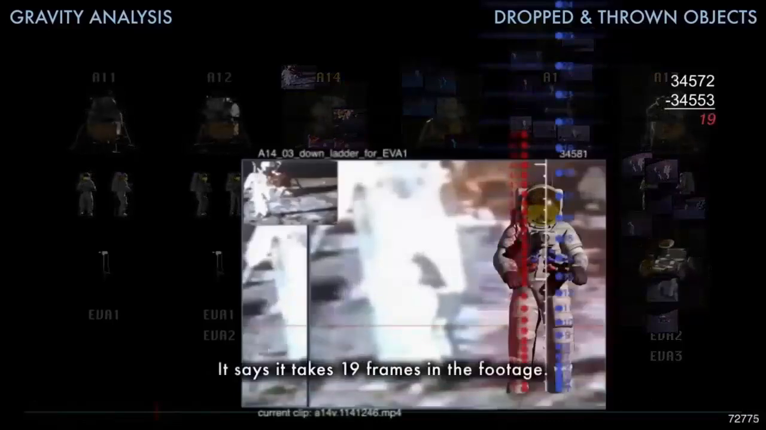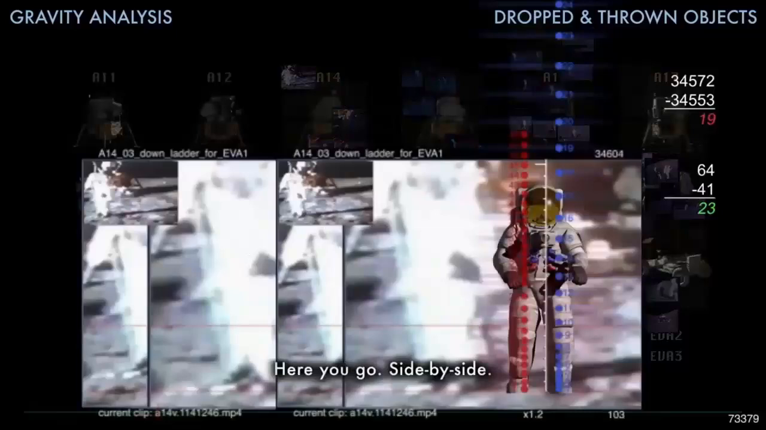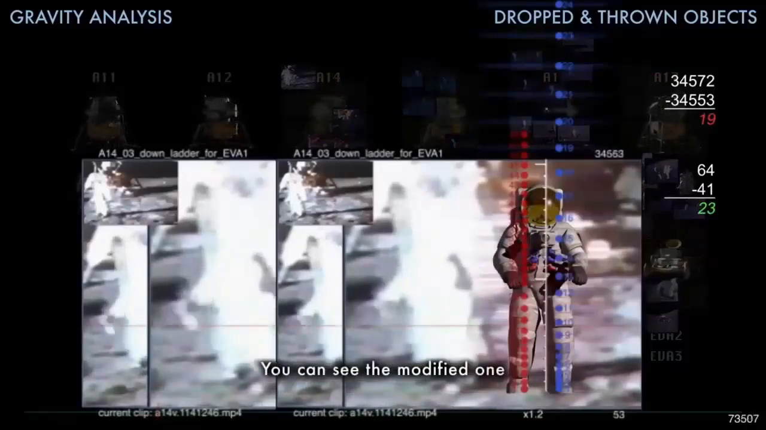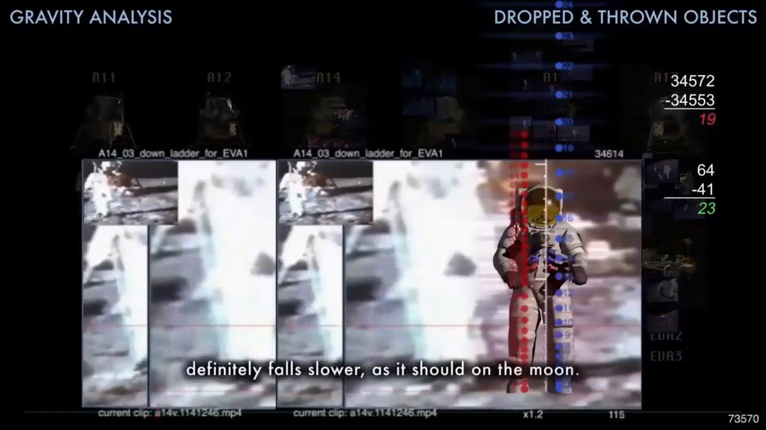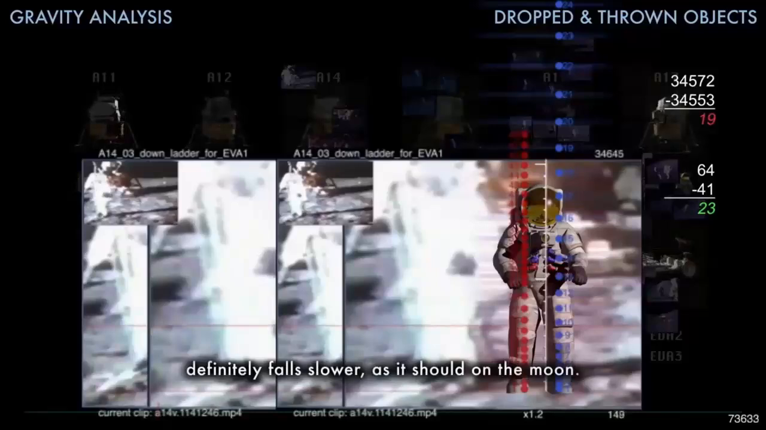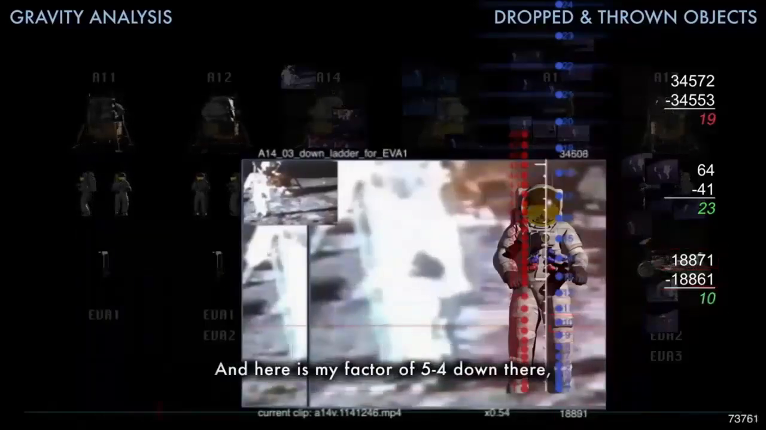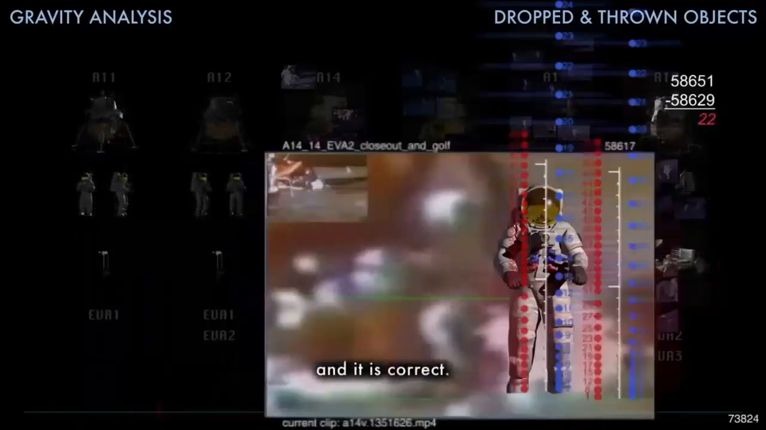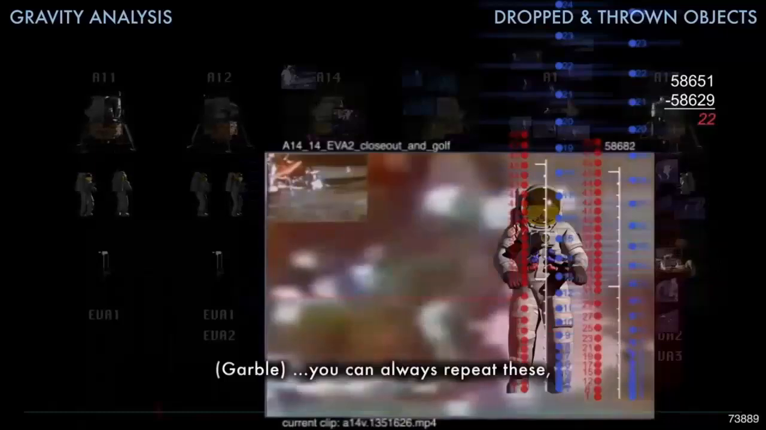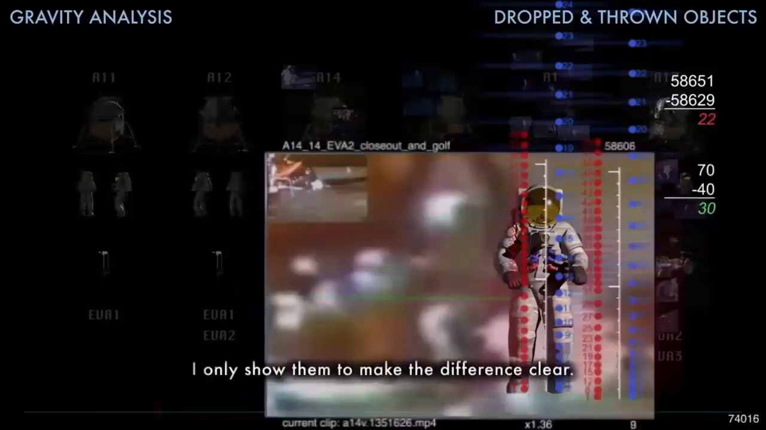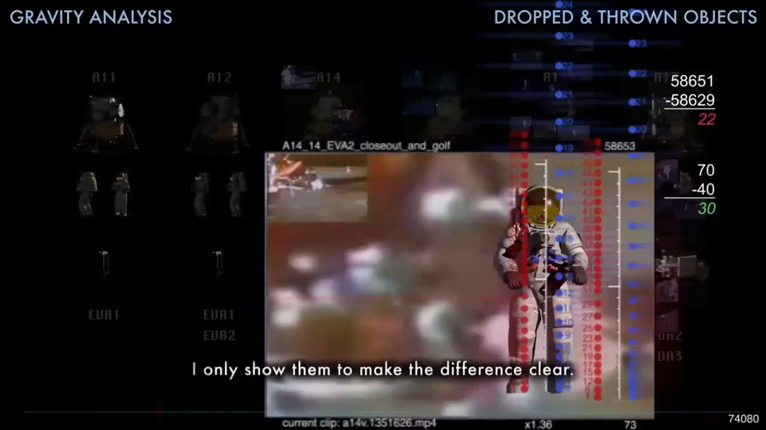It says it takes 19 frames in the footage. Here you go, side by side. And you can see the modified one. Definitely falls slower, as it should on the moon. And here is my factor of 5 to 4 slowed down, and it is correct. You can always repeat these. Pause, replay if you want to see it again. I only show them to make the difference clear.